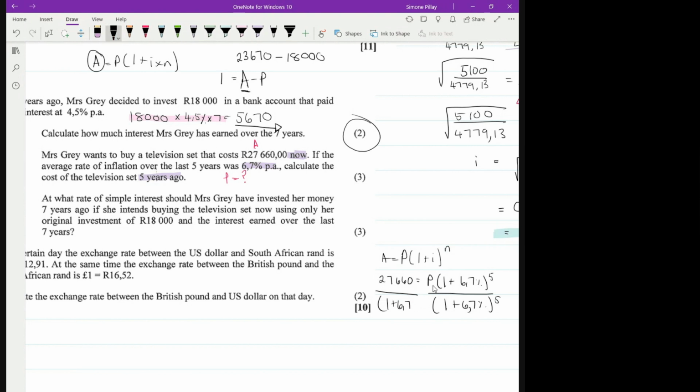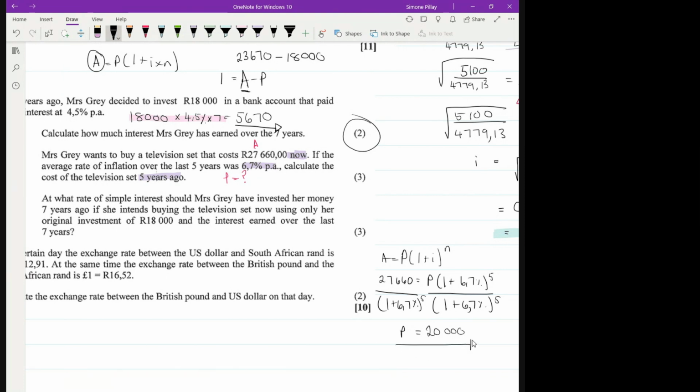Whoa, this is crazy. There we go. What are we getting here for P? 27,660 divided by 1 plus 6.7% to the power of 5. Okay, I'm getting 20,000 Rand on the dot.